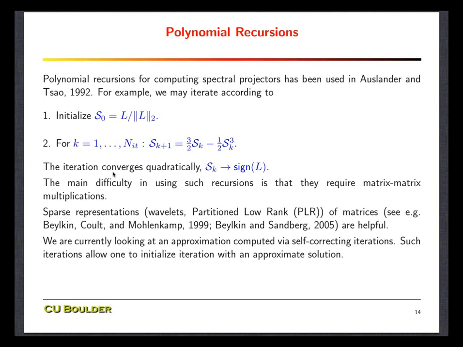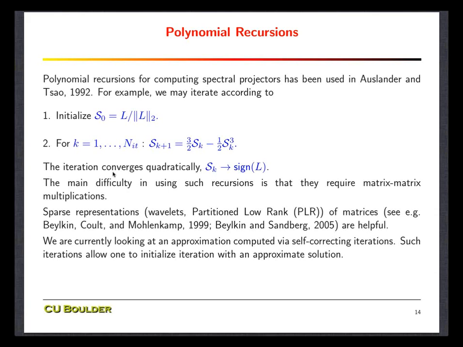Proof is very simple. First, you have to observe that if you have a matrix that diagonalizes, if you diagonalize S0, the same matrices will diagonalize all consecutive iterates. Therefore, the problem reduces to a scalar problem, to the diagonal matrix. Now, as a scalar problem, if you look at it, there are 3 fixed points.